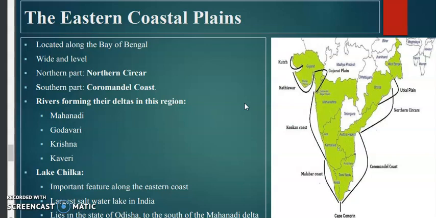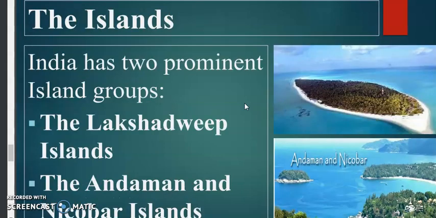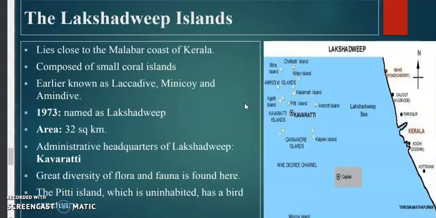Now, after this coastal plain, we have the last landform feature, that is the islands. India has two prominent islands. One is the Andaman Nicobar Islands and another one is the Lakshadweep Islands. Now, the Andaman Nicobar Island is located in the Bay of Bengal and Lakshadweep Island is located in the Arabian Sea.